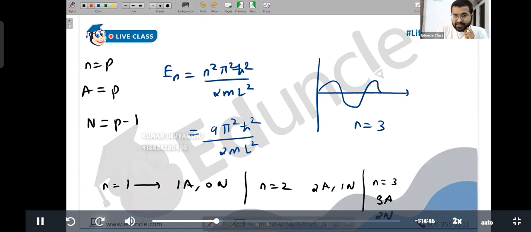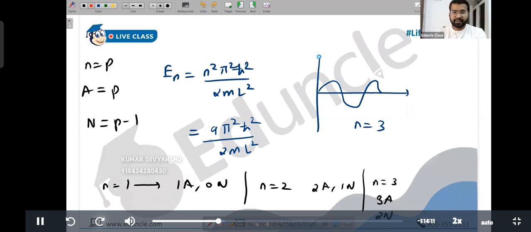We don't include the extreme points. Okay. We don't count them as nodes. In your oscillation waves, you include them as nodes. In quantum, we don't include them. Okay. Any questions? Anyone? Anyway, please ask. Shall we?